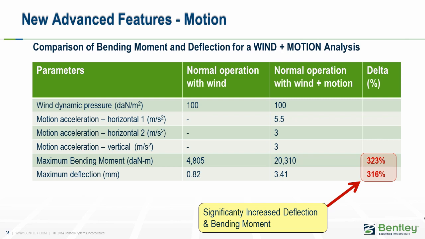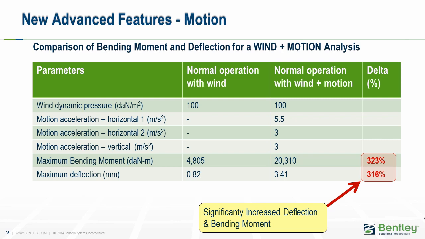First, an analysis was done using only a wind dynamic pressure of 100 decanewtons per square meter and without considering wave motion. In the second analysis, the motion analysis was done with 5.5 meters per square second and 3 meters per square second acceleration in the 2 horizontal directions and 3 meters per square second in the vertical direction. Also, a wind dynamic pressure of 100 decanewtons per square meter was applied.